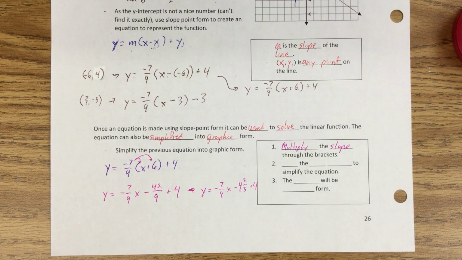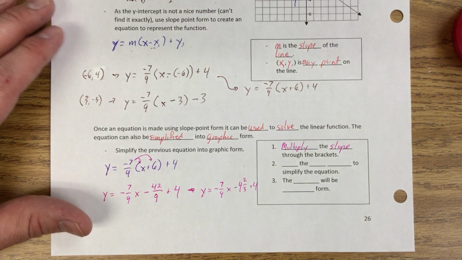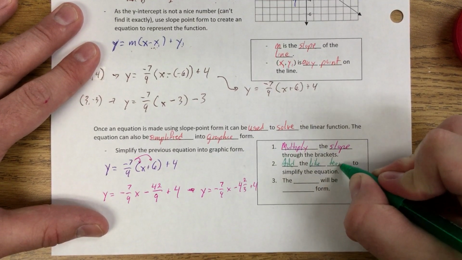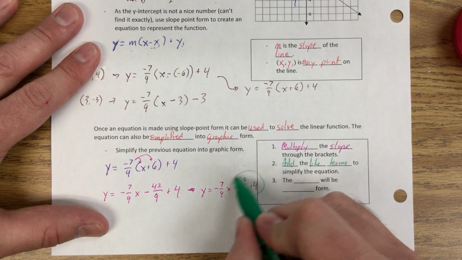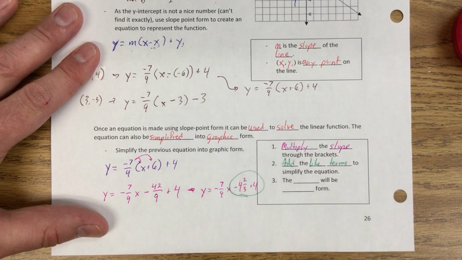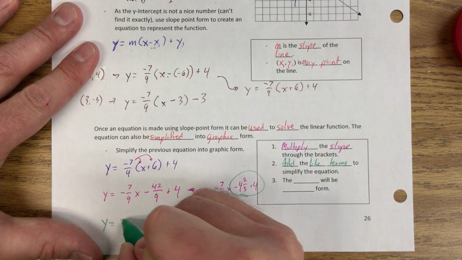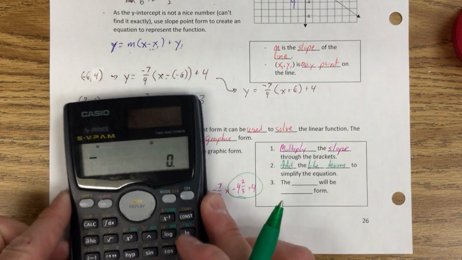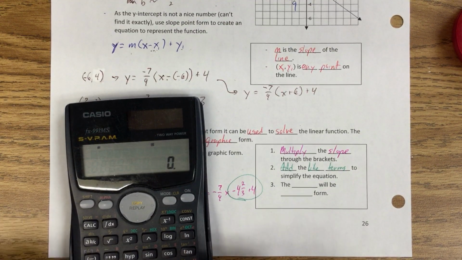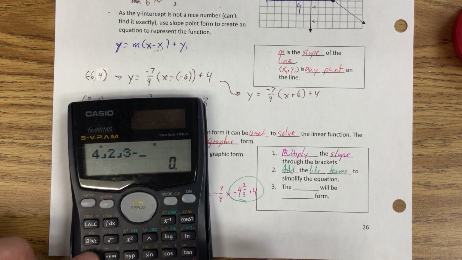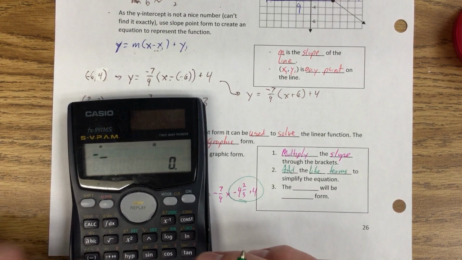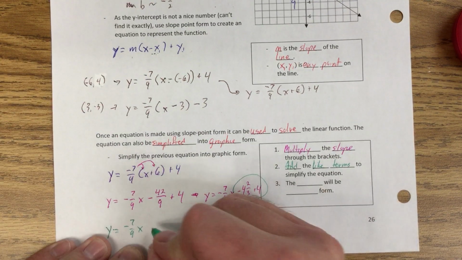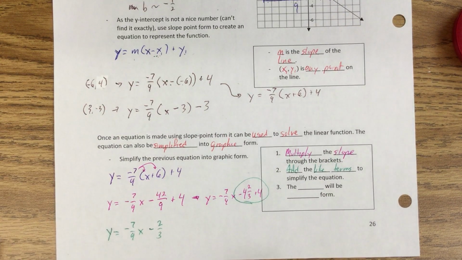The next step is we're going to add the like terms to simplify the equation. So we have these two that are alike, negative 4 2/3 and positive 4. So y is equal to negative 7 over 9x. That's going to stay the same. Now we can do that on our calculators if we want. Negative 4 2/3 plus 4 gives us negative 2/3. So it's minus 2/3.